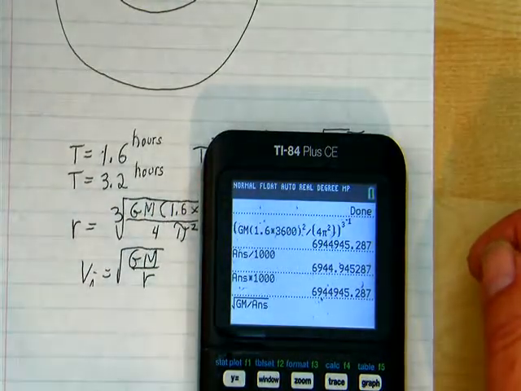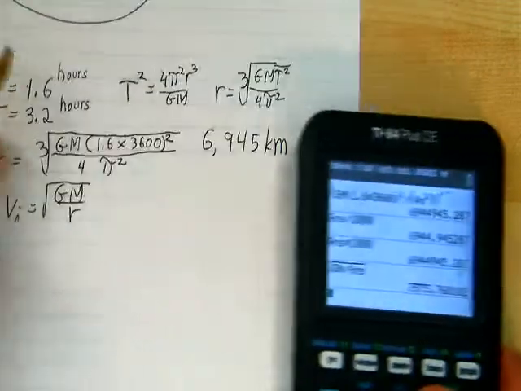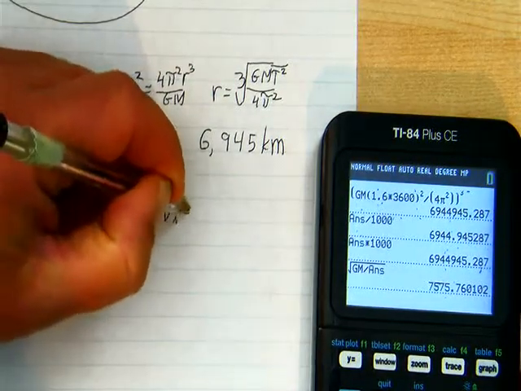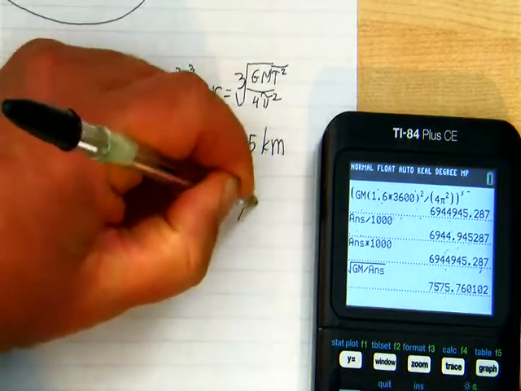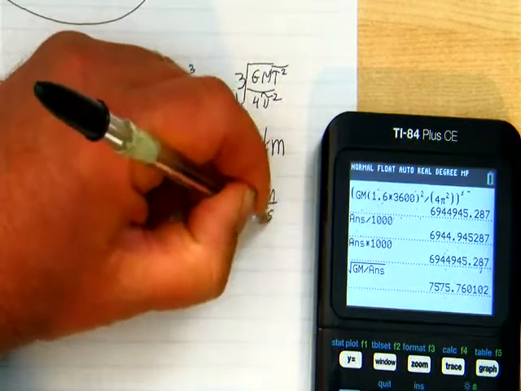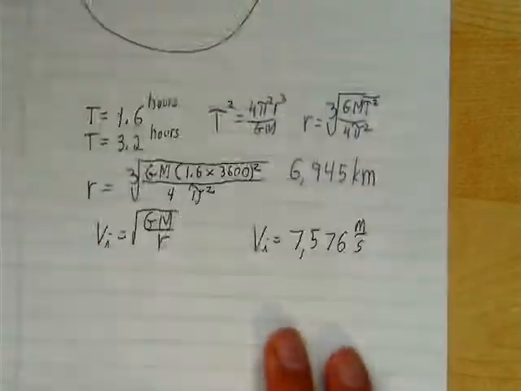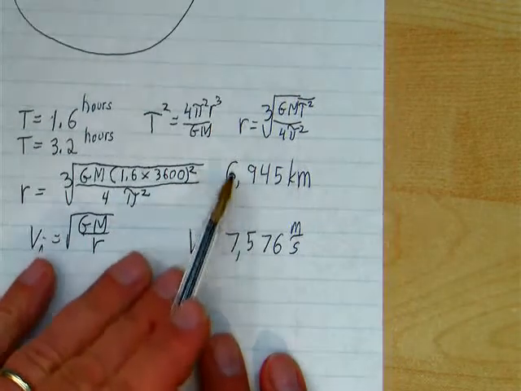Now that it's back in meters, I press the enter key, and it's a totally reasonable number to someone who's been doing this for so long that I can look at that and say, oh yeah, that seems right. 7,576 meters per second. Okay, so this is the inner orbit velocity, and this is the inner orbit radius.